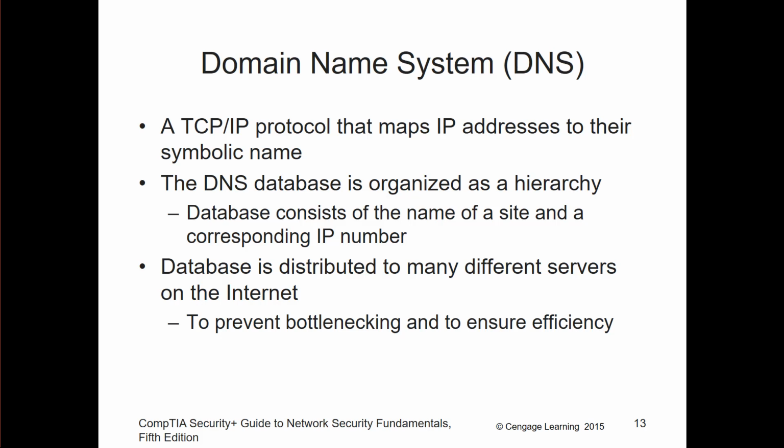DNS is a protocol that maps IPs to their symbolic or domain names. Google.com is mapped to an IP address. So when you go to Google.com, in reality, you are doing a DNS lookup to see which DNS record has Google.com associated with them, and then from there, going to that IP address.